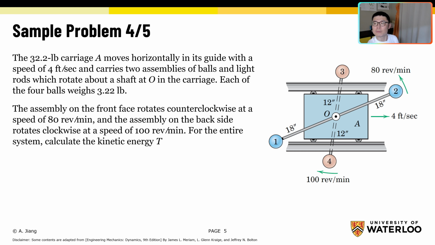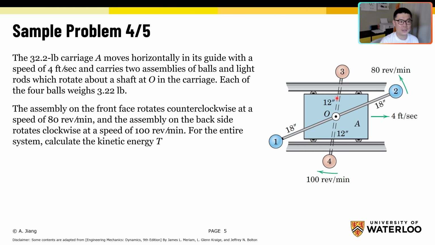I'm going to pause here for a moment. How do we calculate kinetic energy for this whole system? If you're considering everything as a system, if I draw a system boundary here, essentially I can think there are 5 particles that consist of this system: particle 1, particle 2, particle 3, particle 4, and this big particle in the middle, like 5 particles.